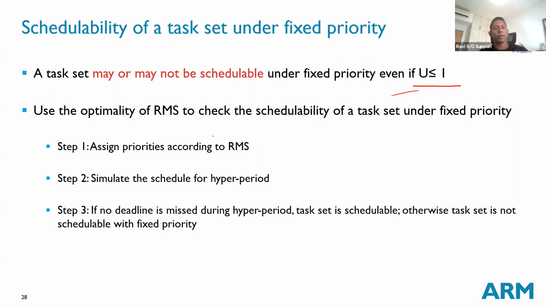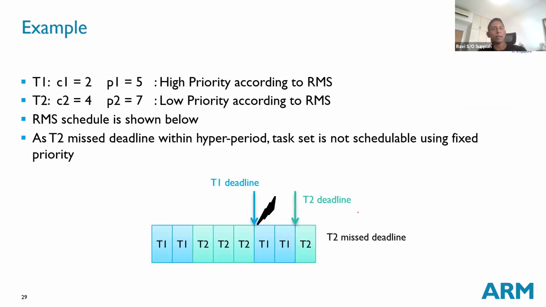So what we now need to do is analyze it in a 3-step process. First, we assign priorities according to RMS. Then we simulate the schedule for the hyper period. And if no deadline is missed in the hyper period, then we say the task set is schedulable. Otherwise, we say it is not schedulable.